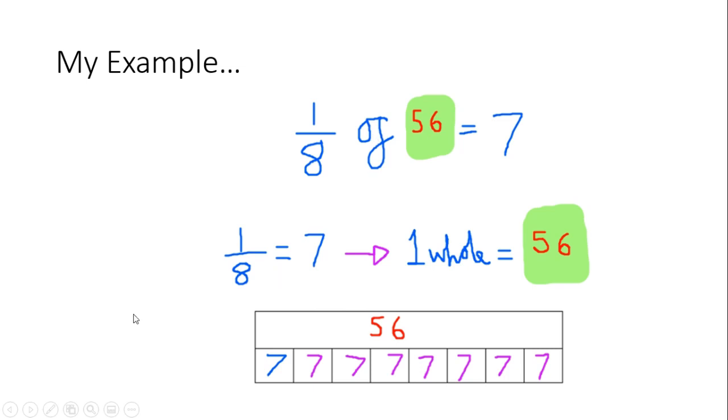So if you know that 1/8 is worth 7, you need to use that fact to work out what the whole's worth. Now it's really important you understand that the denominator tells us that 8 parts make up the whole in this question. So all I had to do was do 7 multiplied by 8, and I got 56. And you can see my bar model down here shows that there are 7 in each of the parts.